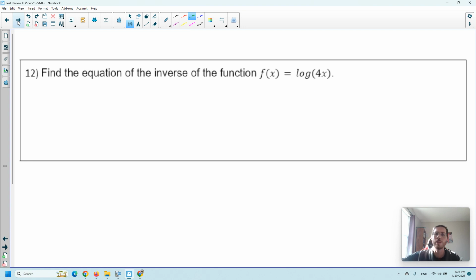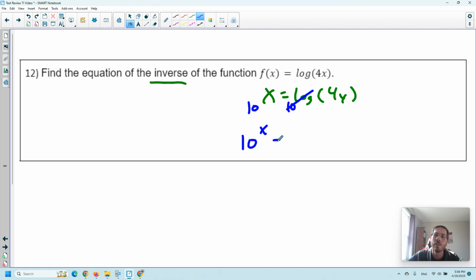12, find the equation of the inverse. f of x equals log 4x. So again, we're finding the inverse. So to find the inverse, we swap the x and the y. So x equals log of 4y. We have to undo the log. Again, you can use the snail, you can use the definition, or since it's a log, we know a 10 to the power will cancel out the log.